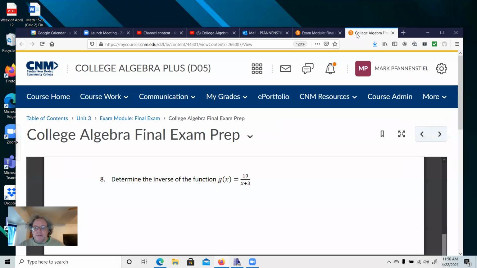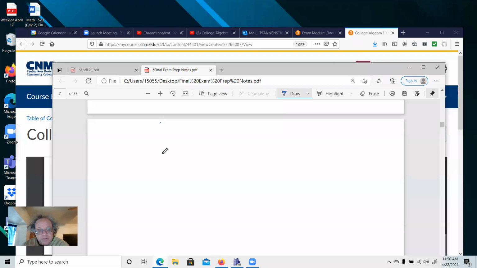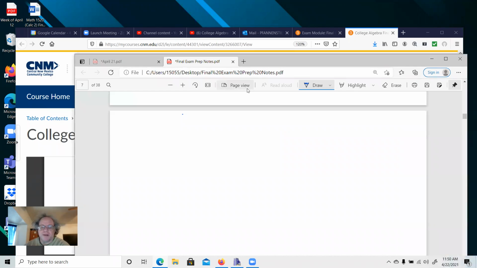All right, welcome back to our final exam prep here. Problem number 8 is finding the inverse of this particular function. So let's go ahead and take a look at that. We have g of x is equal to 10 over x plus 3.